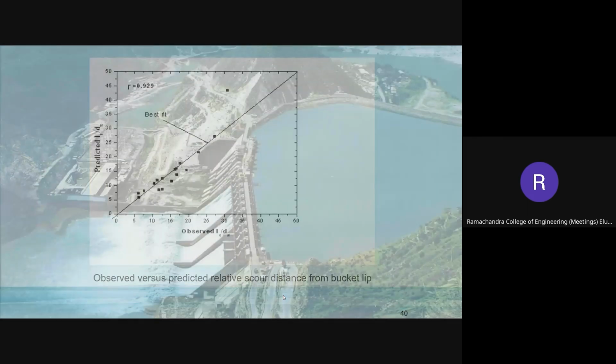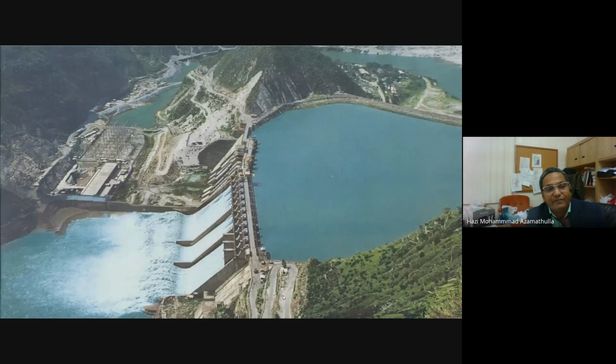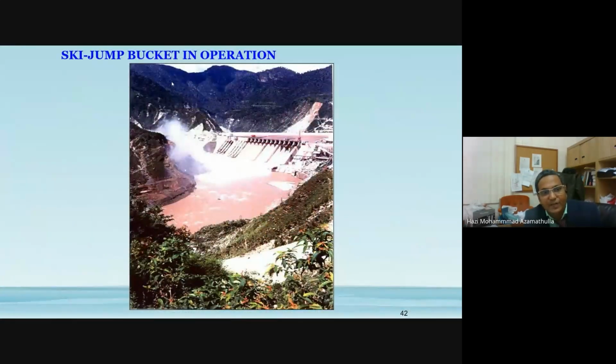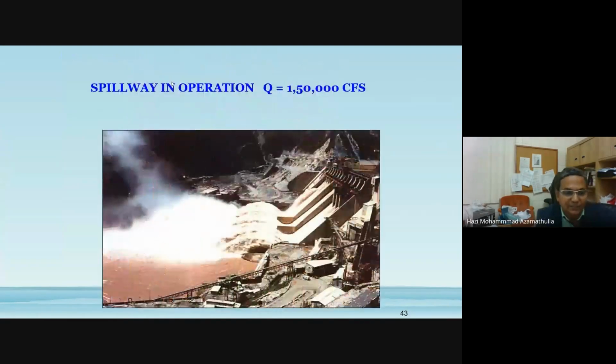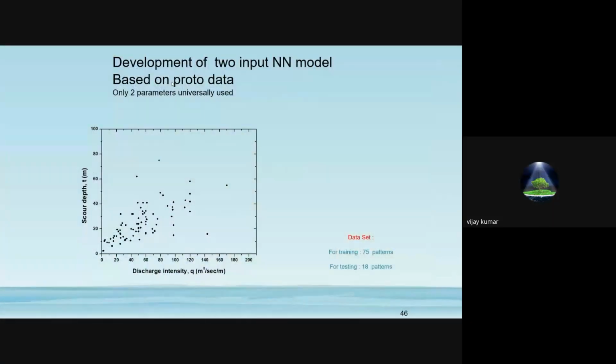You can see again the same slides. That's why, whenever the problem is poorly defined, I used neural networks at that time, and nowadays genetic programming and many others have come. This is one design. Next slide please. Same thing I'm showing. This is a very beautiful dam. Same examples, I shifted some slides to the introduction. This is our Srisailam dam.